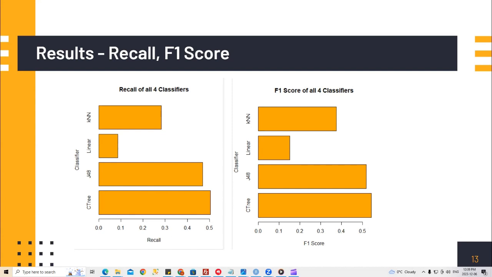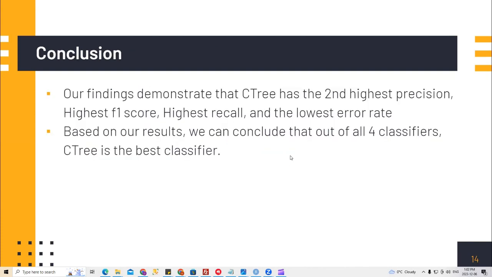Among all the classifiers, C-tree had the highest F1 score, with J48 coming in a close second. The lowest F1 score was the linear classifier, and the second lowest F1 score was the KNN classifier. All right, so based off our findings, we can determine that the C-tree classifier is the best classifier amongst the classifiers that were looked at.